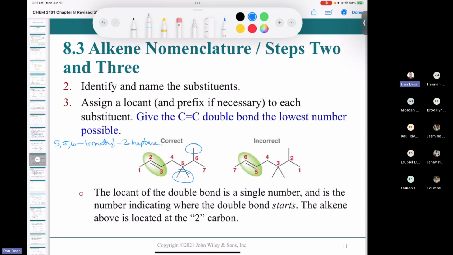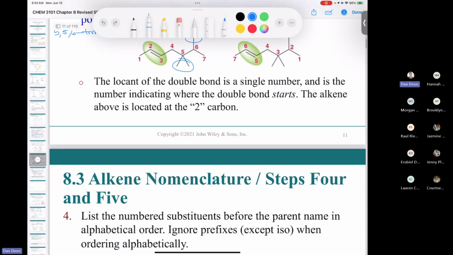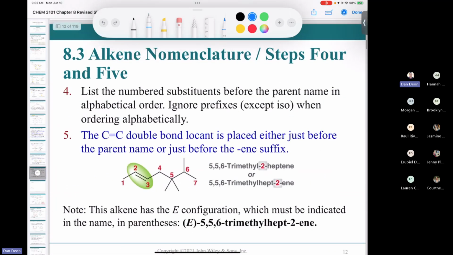And he said, well, if you started numbering over here because you want to give the methyl group the lowest possible number, that's not the way it works with alkenes. You want to give the double bond the lowest possible number. Don't worry about other groups. So put everything except iso, cyclo, and neo in alphabetical order. Ignore prefixes, like I said. I showed you this rule already.